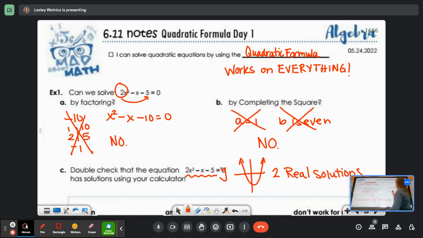But we can't get them by factoring, and we can't get them by completing the square. Okay? We can't use ZPP because it's not already factored, and we can't square root because it has a bx term. You guys see that we've exhausted what we know? So we need one more thing, something that works on everything. Cool? That's what we're going to do today.